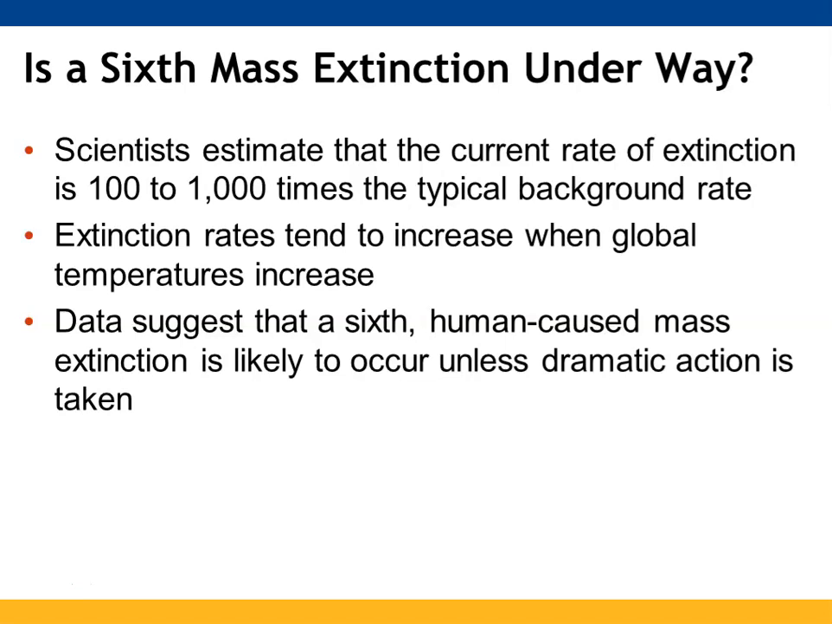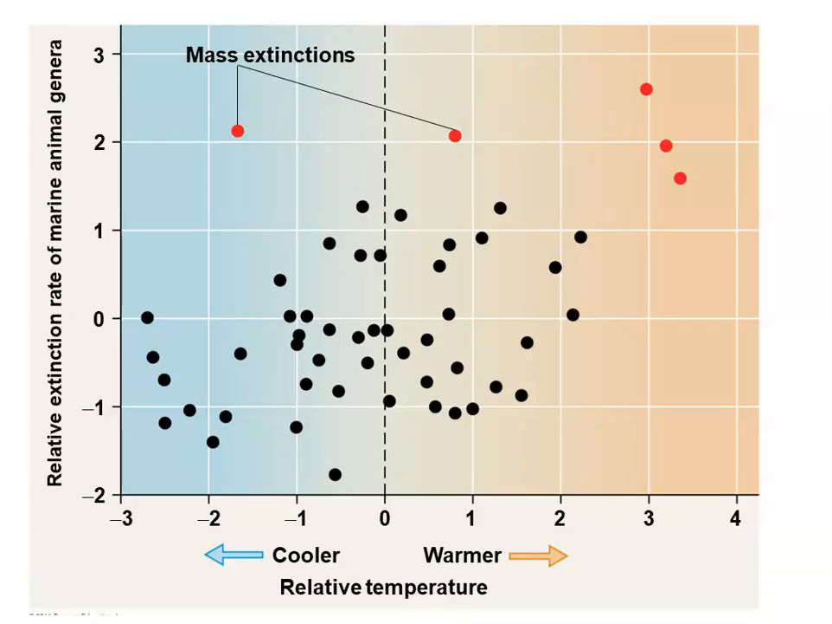Is there a sixth mass extinction underway? The current rate of extinction that we are having present on Earth is about 100 to 1,000 times the typical background rate. We typically see these extinction rates increase when global temperatures increase, and it is thought that there will most likely be a sixth one caused as a result of human impact, unless there's some significant action taken to reduce our impact on globally speaking.